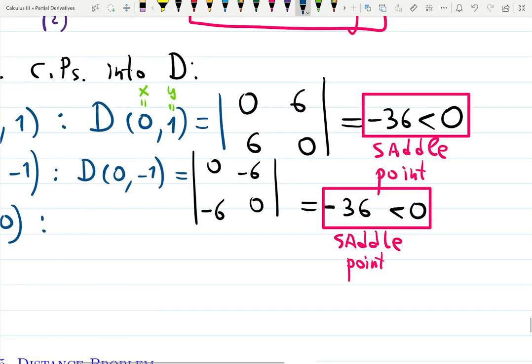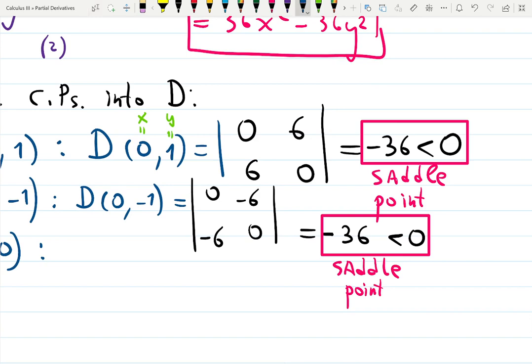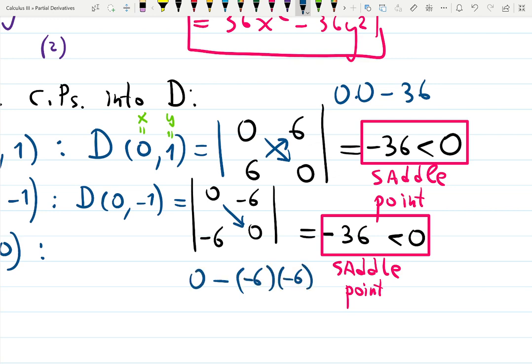Why is the first one negative? And then why is the 0 negative? Minus 36. You always do minus when you cross product multiply. 0 times 0. So 0 positive and then minus 6 times minus 6. Minus 6 times minus 6 gives you still plus 36. And then minus, so it's triple minus.